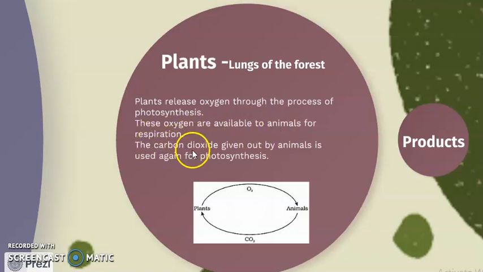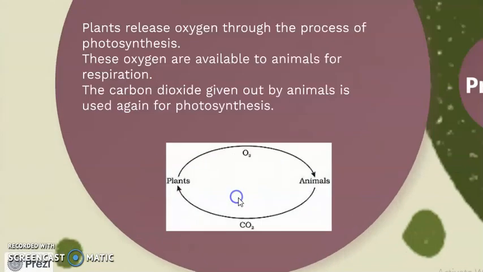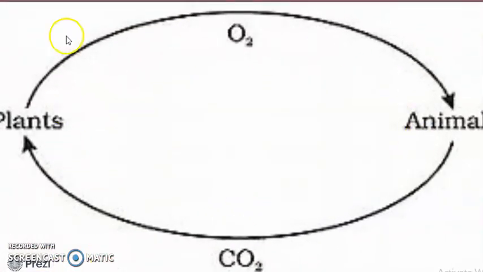The carbon dioxide which is released as a result of respiration given out by the animals is used up again for photosynthesis. So here you can see a small cycle where you can see the oxygen which is produced by the plants as a result of photosynthesis will be available to the animals. Animals, when they respire, give away carbon dioxide which again is used up by the various types of plants.